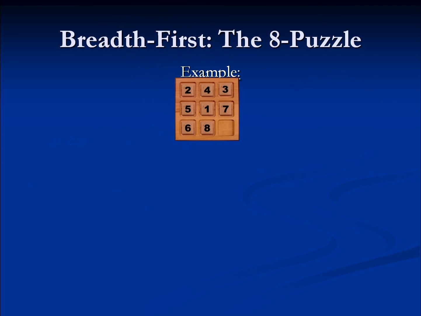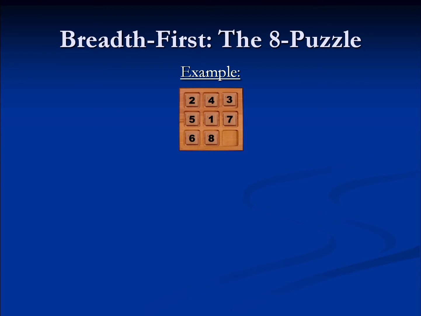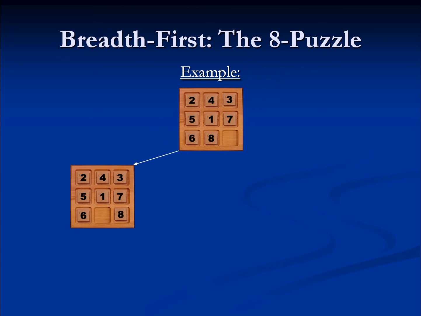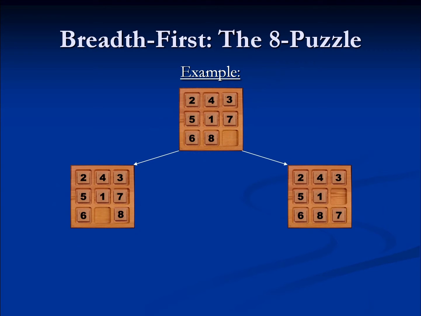So let's take a look at the 8 puzzle example again. If we start with this problem state, we have two options. We could move the 8 over, or we could move the 7 down. If we move the 8 over, we're going to get this problem state. Because it's not a duplicate, we'll add it to the queue. If we move the 7 down, we'll get this problem state, which is also not a duplicate, so it will also be added to the queue. And then we're done with the starting state.